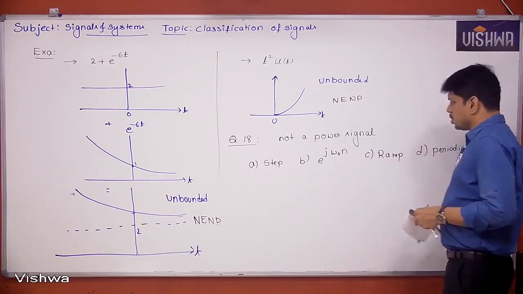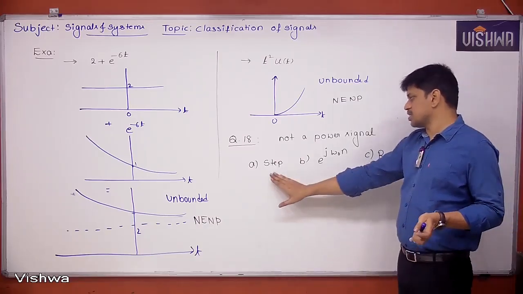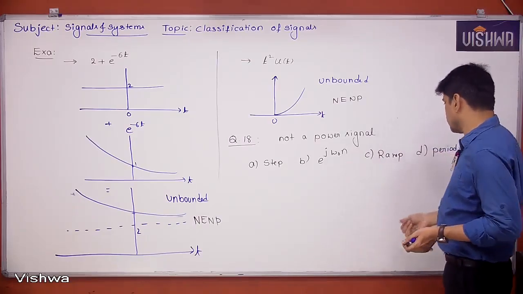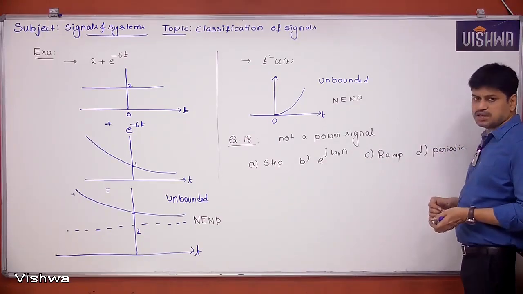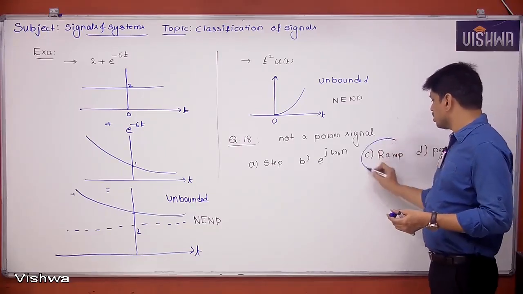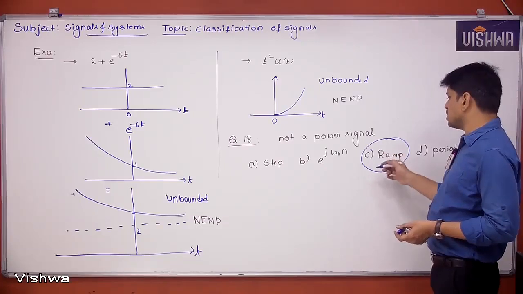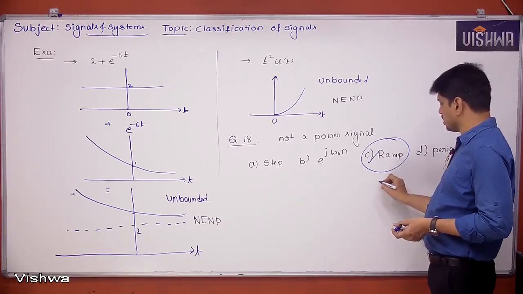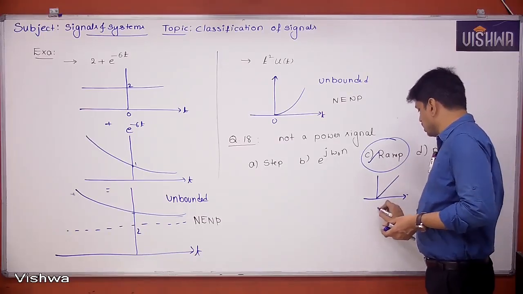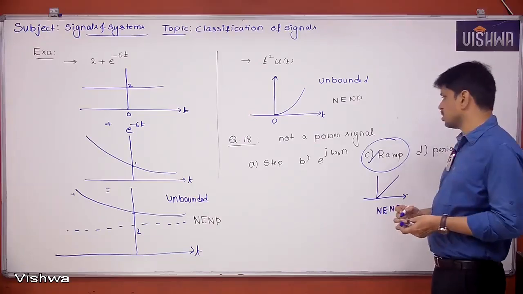So if you observe carefully, step function we already decided it is a power signal. e power j omega naught n is also a power signal because it is a periodic signal, and again it is a power signal. Only the thing is the ramp signal. This ramp signal is nothing but unbounded, which is neither energy nor power signal. So the answer is option C. This ramp signal is like this, which keeps on increasing, unbounded. So it is neither energy nor power signal. Okay, take it.